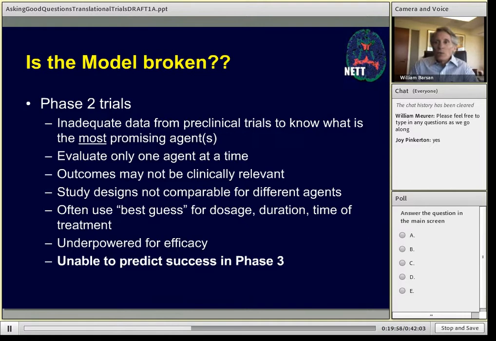In phase 2, again, we have inadequate data to know what are the most promising agents. We usually only evaluate one agent at a time in a phase 2 trial. Sometimes the outcomes aren't clinically relevant. Sometimes the study designs are not comparable for different agents. So, again using drug A, B, and C as an example, somebody does drug A and they're using infarct volume as their final outcome.